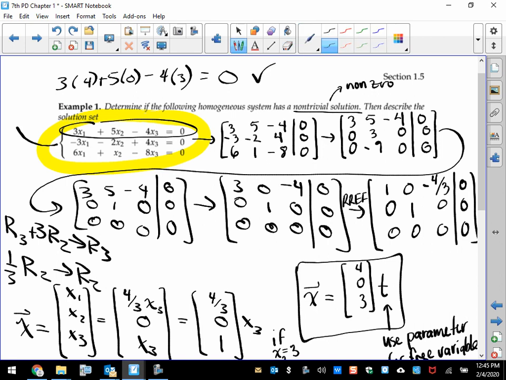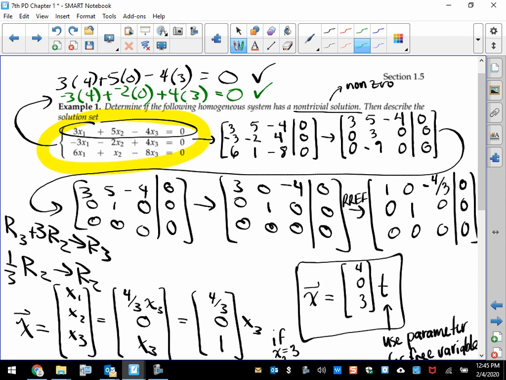Let's just be sure and check, so we checked the first. Let's check the second equation here in a different color. So we're going to have negative 3 times 4 plus negative 2 times 0 plus 4 times 3, which is going to give me, again, 0. Yeah, so this should satisfy each equation.